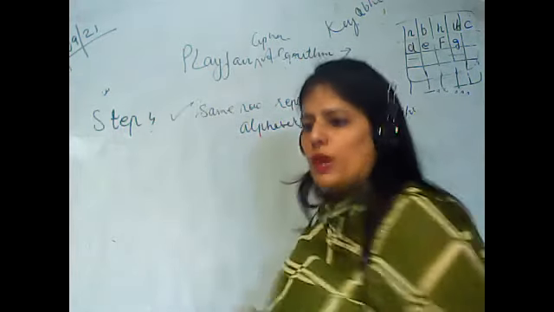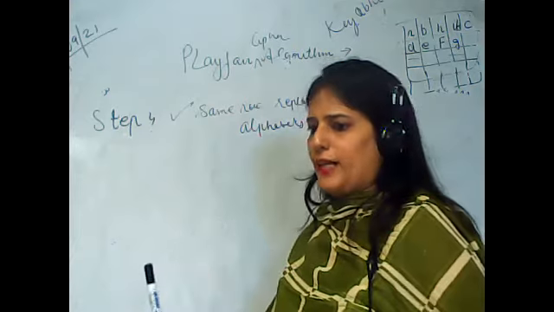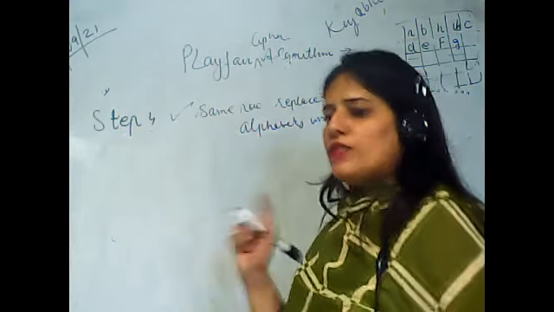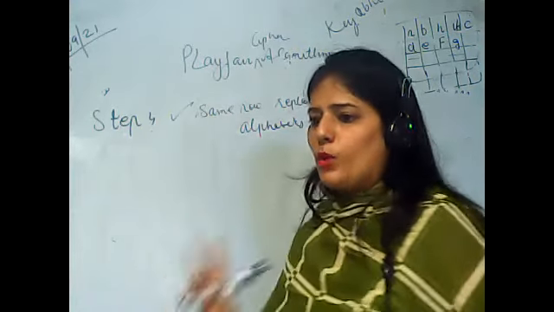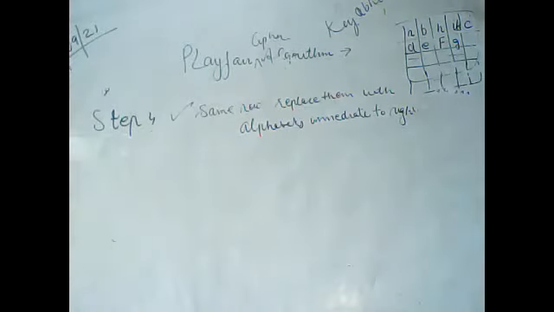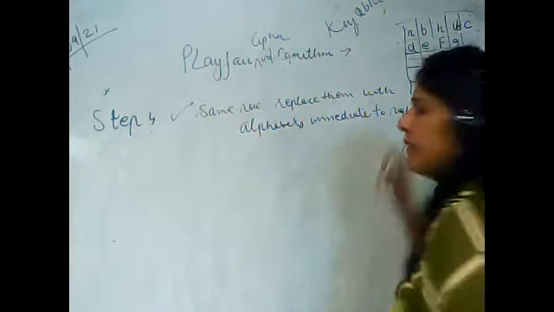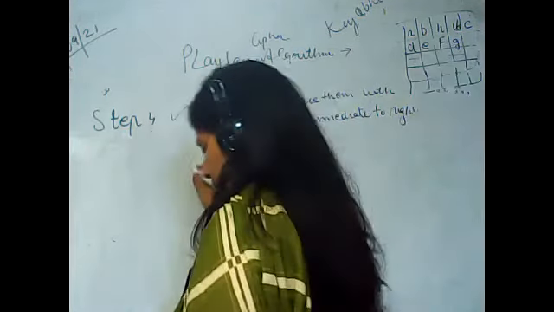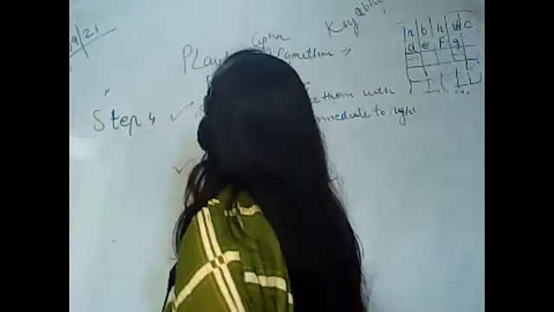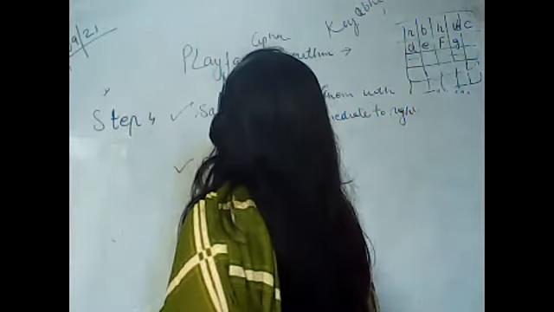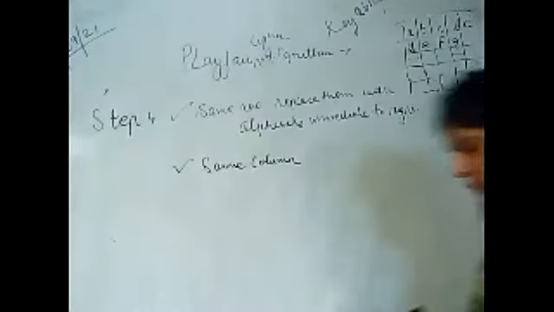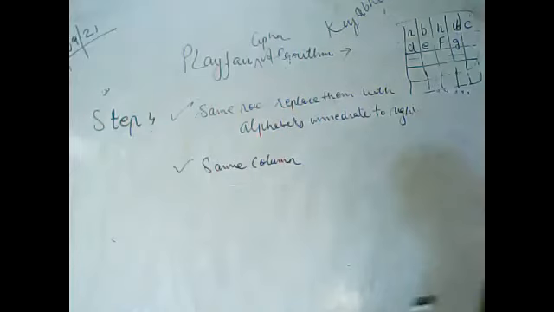This is the first rule for converting the plain text to the ciphertext. If both the alphabets are coming in the same row, then what will happen? Just replace them with the alphabets that are to their right. Okay. Then if both the alphabets are in the same column, what will we do?